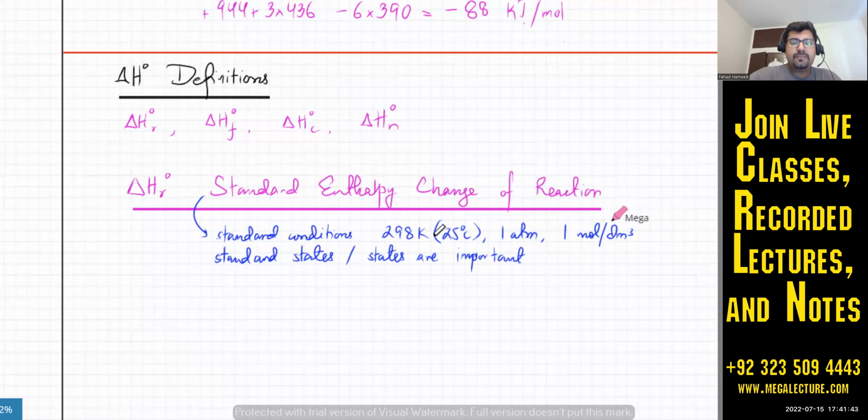So you have to understand what is meant by standard. And when you refer to standard conditions, this not symbol is used. You've got this not written on top of the enthalpy change. Whenever this appears, that means we're dealing with standard conditions.